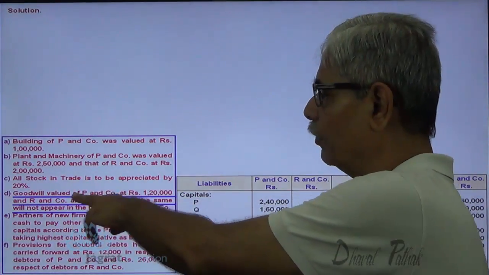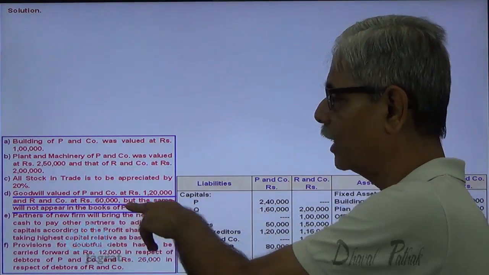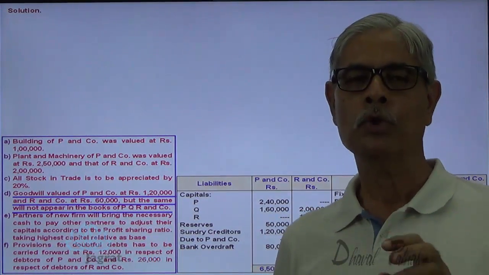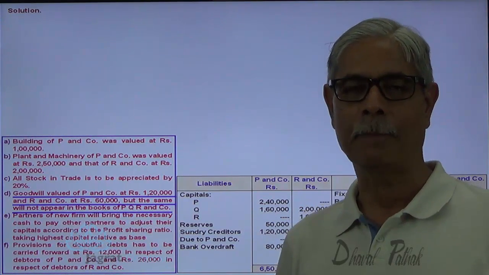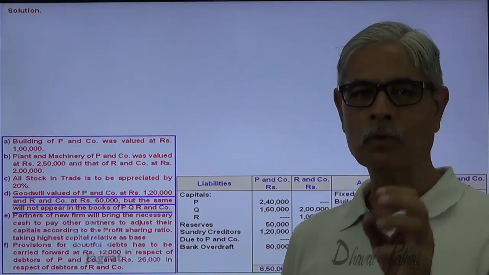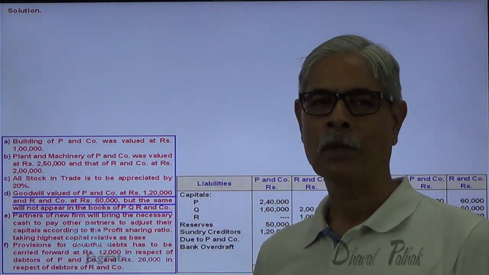But you are told that goodwill of P and company is 1,20,000 and of R and company is 60,000, but the same will not appear in the books of PQR and company. So let me prepare a working note for goodwill. Goodwill is adjusted to the capital accounts of the partners. Let me make it clear how the accounting of goodwill is to be made. Let me start first of all with the goodwill point.